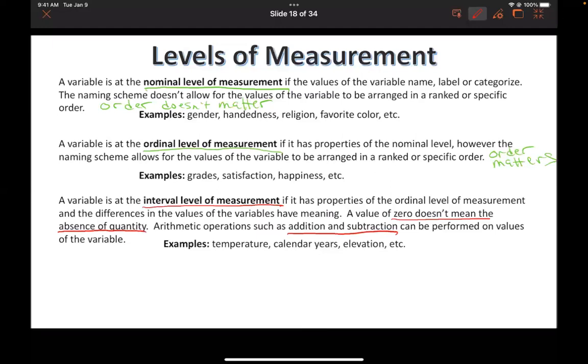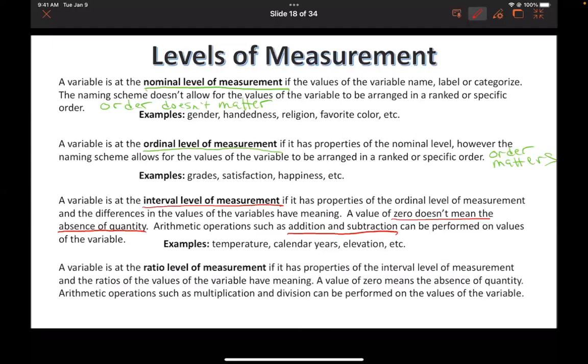All right, let's look at the last one, ratio. Ratio level of measurement: a value of 0 means absence of quantity, and the math you do is multiplication and division. So here, 0 does mean absence of quantity. Multiplication and division are math that you can do with it. So let's look at our examples.